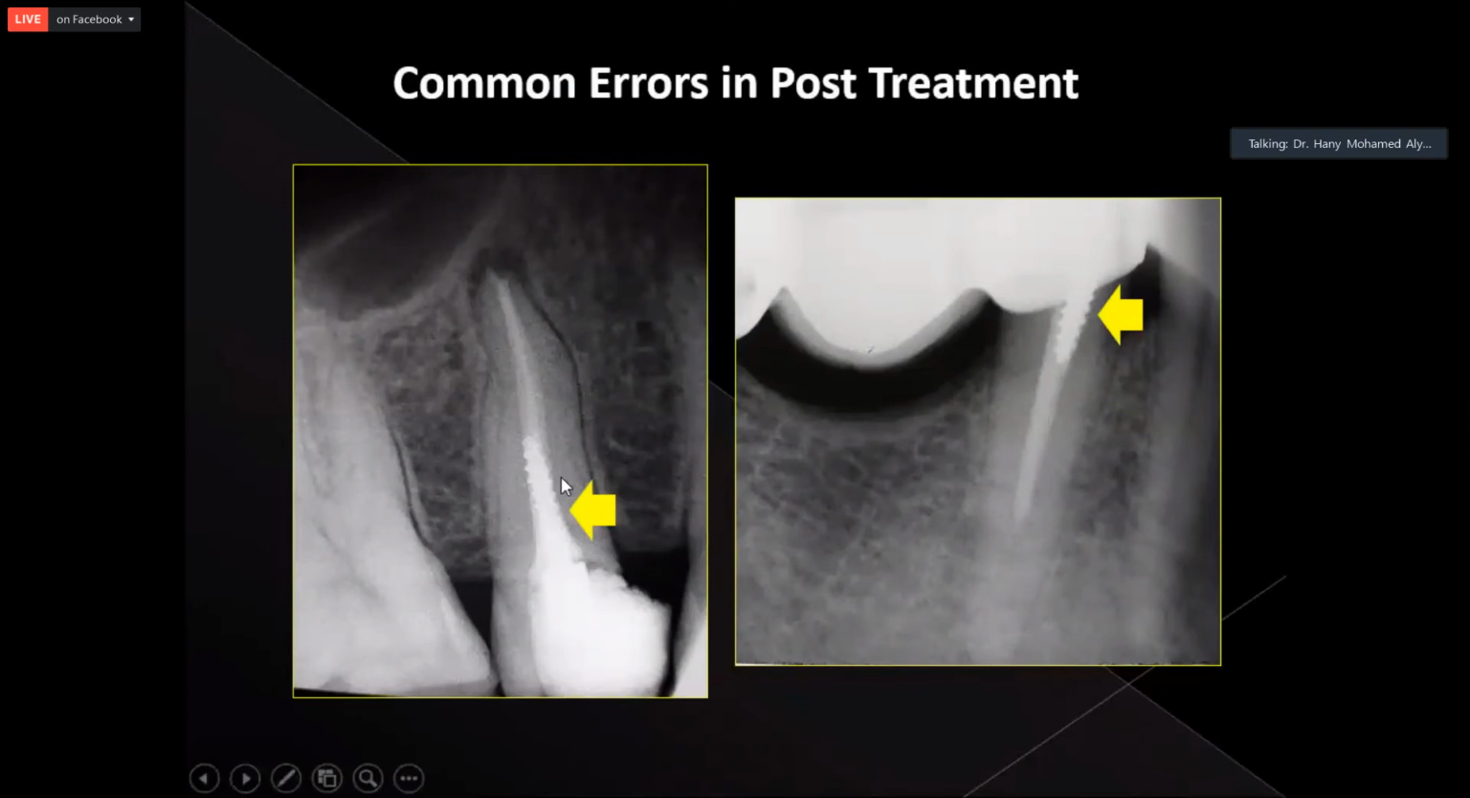This very short post will not really provide a good stabilization of the core, and then it also may create unfavorable forces on the tooth. Cái việc đặt chốt như thế này thì nó sẽ làm cho cái phần phục hình không đủ ổn định, và thứ hai nữa là sẽ tạo nên cái lực không thuận lợi cho chân răng.